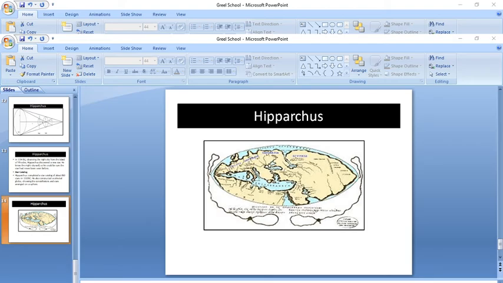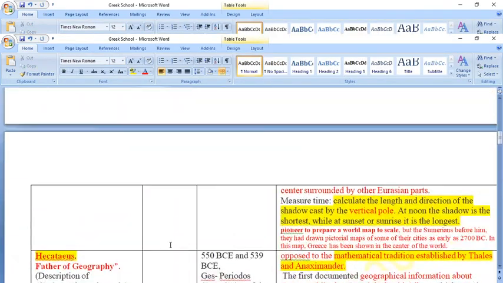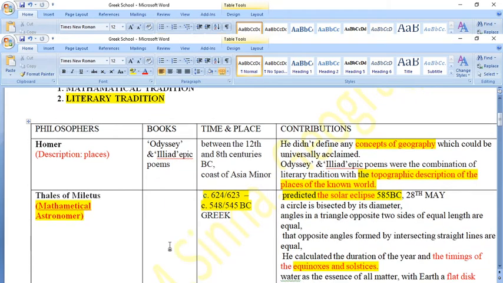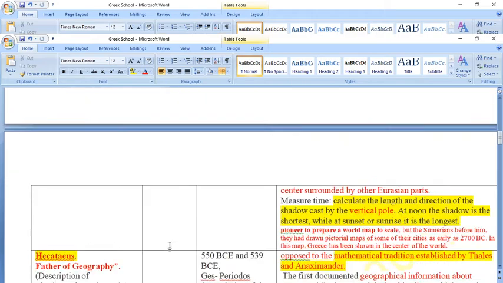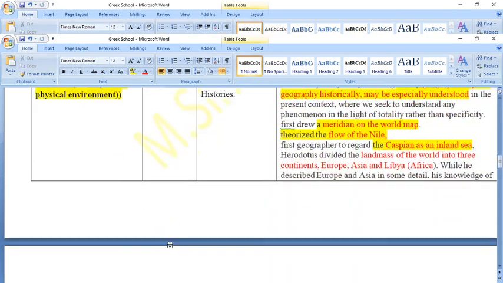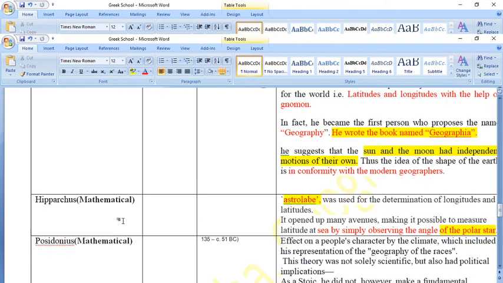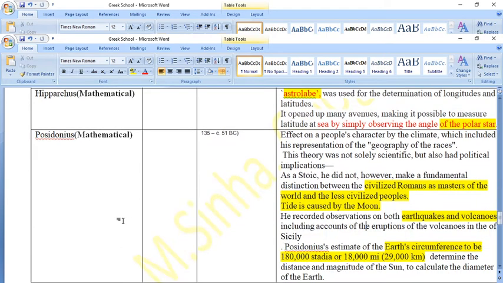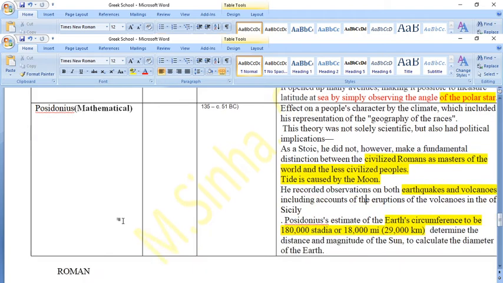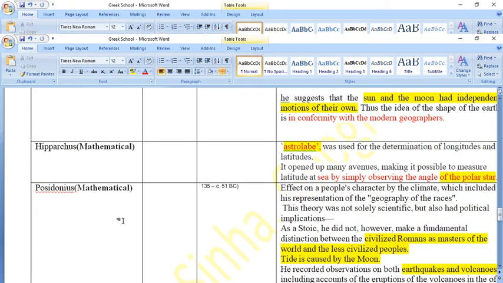So to sum up the Greek school of thought, we can only take a few names: Homer, Thales of Miletus, Anaximander, then Hecataeus, then Herodotus, then Plato, then Aristotle, then Eratosthenes, then Hipparchus, then Posidonius. We only included a few names from the Greek school of thought. Most of the philosophers are from a mathematical background, and most contributed a lot in the field of mathematical geography, that is related to the shape, size, and pattern of the earth's surface.